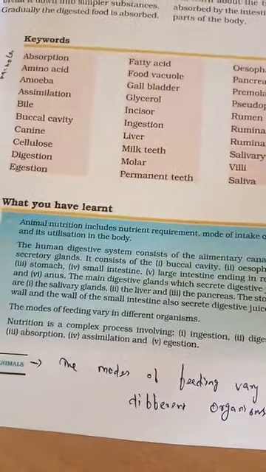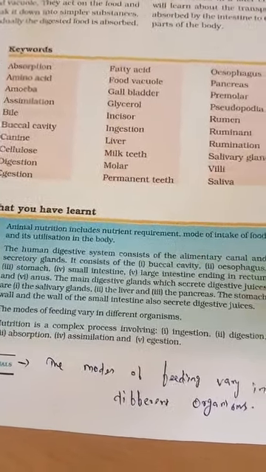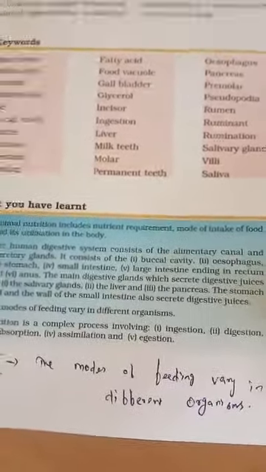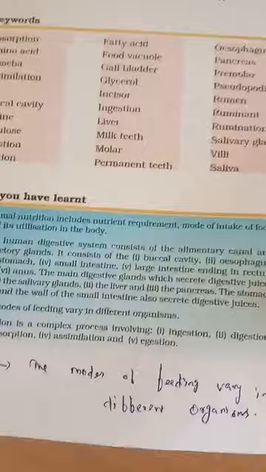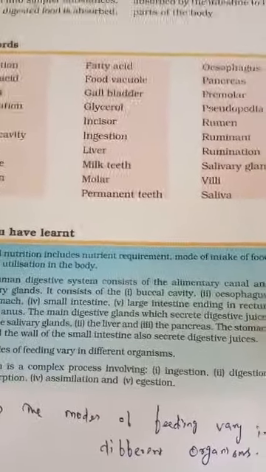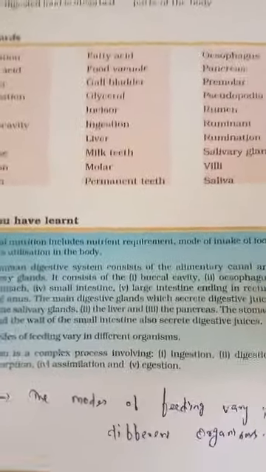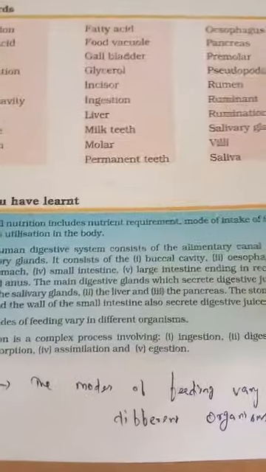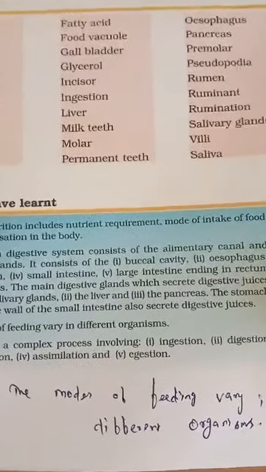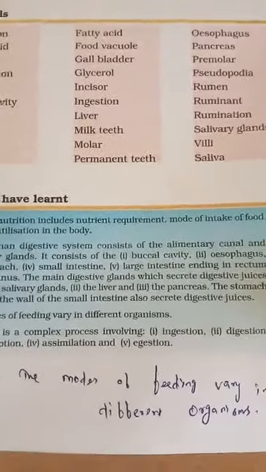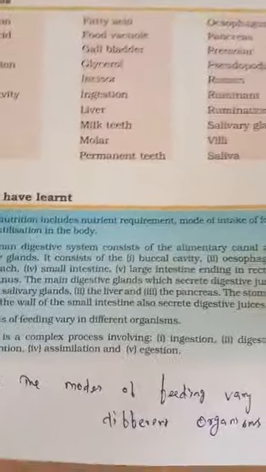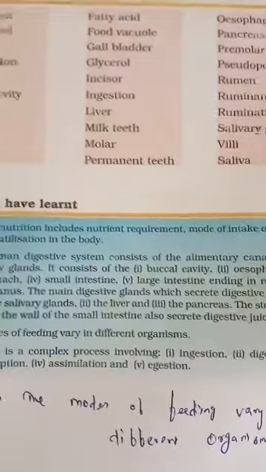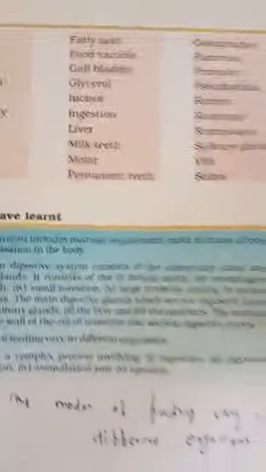Next one, assimilation. Assimilation means the process of absorption is followed by the distribution of the absorbed food to all parts of the body. The digested nutrients are mixed into the blood vessels, and the nutrients are transferred to all parts of the body. That process is called assimilation.